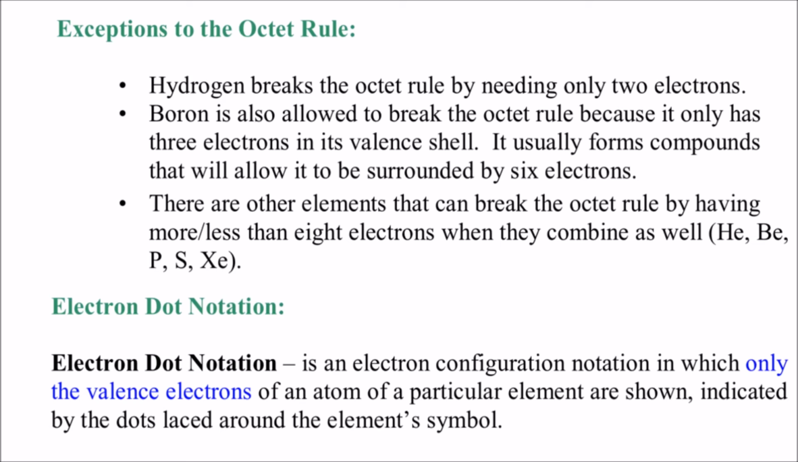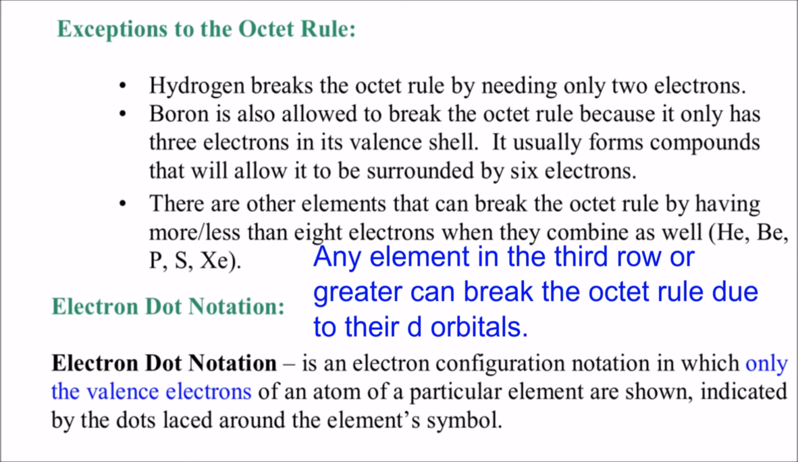Those will break the octet rule, and traditionally when you see them, they're only there because they are breaking the octet rule and somebody's trying to trick you. Okay. Another thing to understand is that any element in the 3rd row or greater can break the octet rule because they have d orbitals.